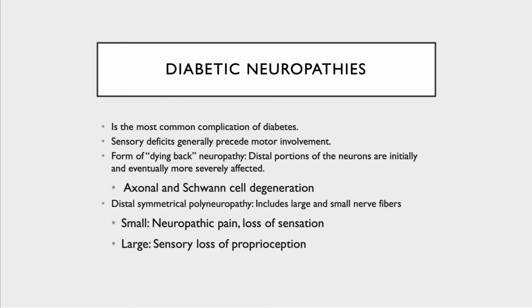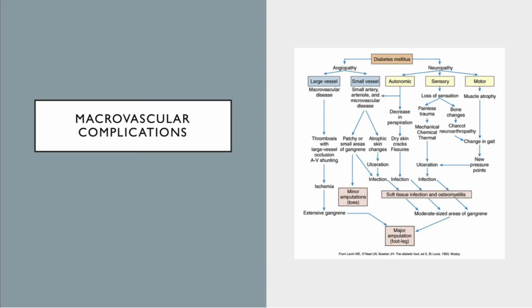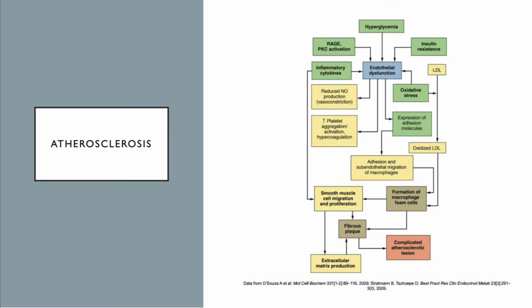Diabetic neuropathies, also important. We have to make sure that we are doing all that we can to protect those Schwann cells in our patients. The macrovascular complications are shown here: angiopathy, right? Coronary disease, strokes, etc. So we have to be taking care of that. Peripheral arterial disease is another function. Here's the pathophysiology of atherosclerosis.